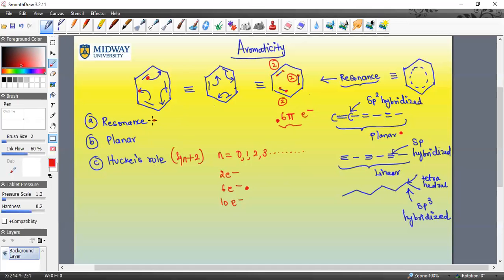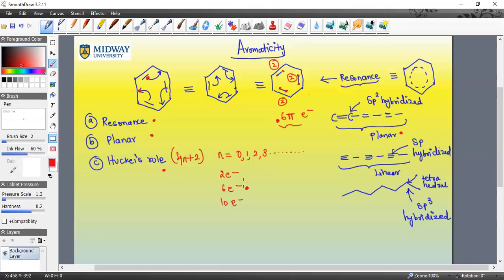So resonance, planar, Huckel's rule. Planar because double, single, double, single, double. And resonance, the tail and the head meet. Huckel's rule, it matches 6 and 6. All right, and that's all there is to really aromaticity.